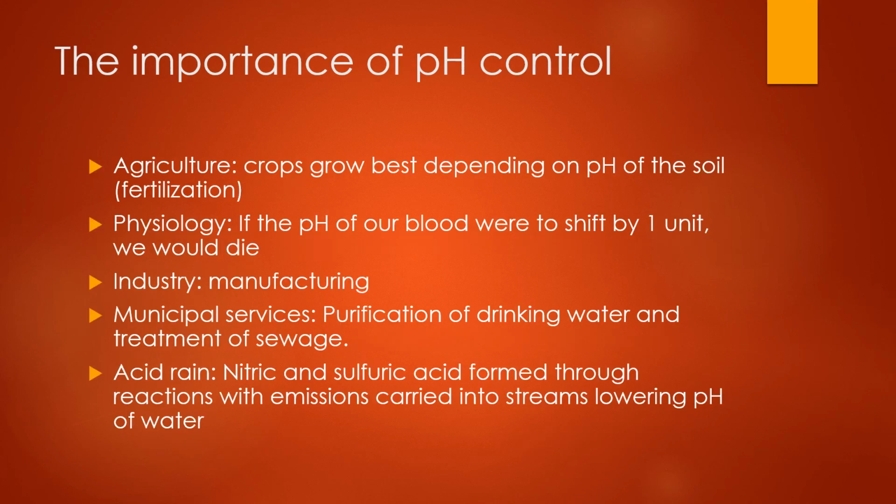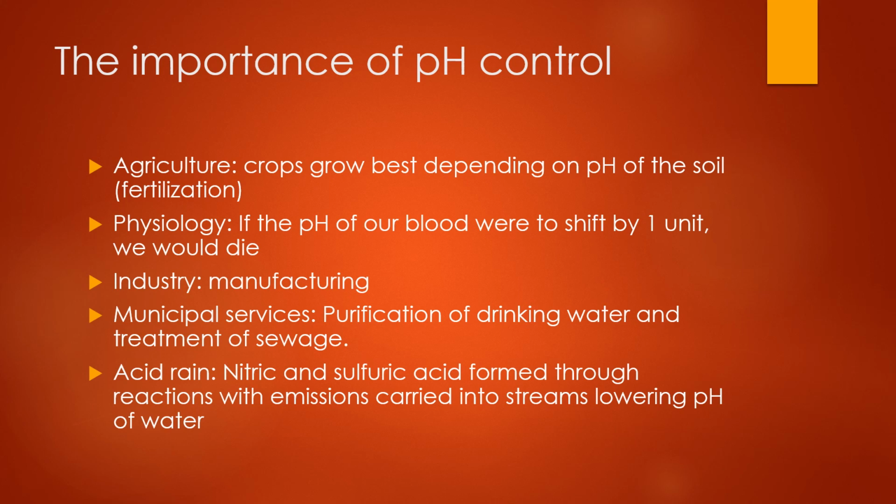So why is pH control important? Well, as you can see, it's important in several different areas, in several different fields. In agriculture, crops grow best depending on the pH of the soil. You can even bring it down to a smaller level. When you're gardening, right, the pH of the soil is going to affect how well your flowers grow or your vegetables grow. You can even change the pH to make the blooms on different flowers be different colors, hydrangea being one of them. If you have more basic soil, you're going to get blue flowers. If you have more acidic soil, you're going to get pink or red.